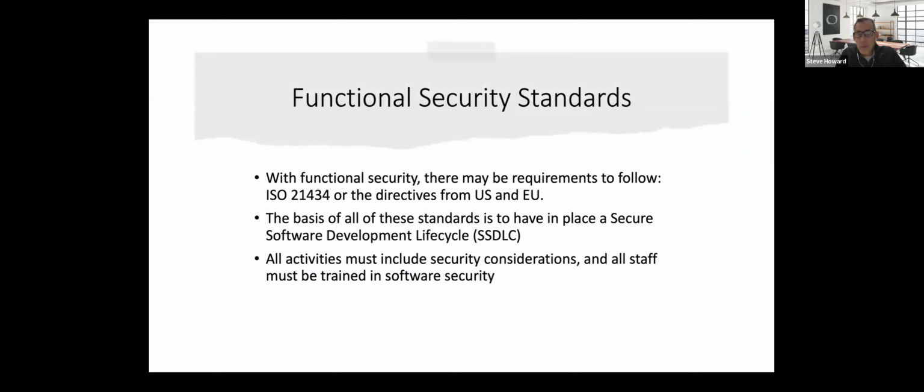But this will be a requirement. So interestingly, although 26262 is highly recommended for US and EU vehicles, it's not actually mandated. 21434 from a security perspective will be mandated. It's going to be a requirement. So that's an interesting difference. But in all cases, these standards essentially require that we have to have some kind of secure software development lifecycle, and that all activities must have some level of security consideration. And all staff must be trained, and so on and so forth.